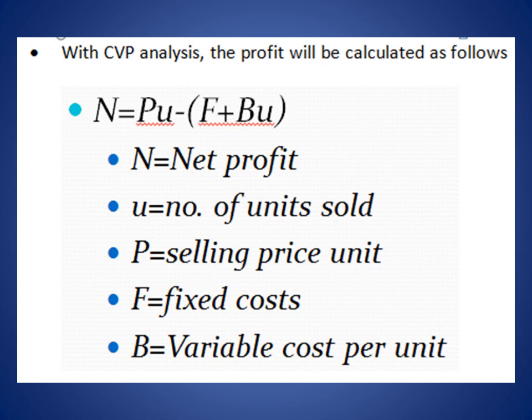With CVP analysis, profit can be calculated using a certain equation, which is: net profit is equal to the selling price per unit multiplied by the number of units sold, minus the fixed cost plus the total variable cost.